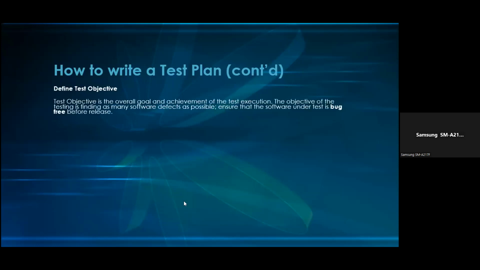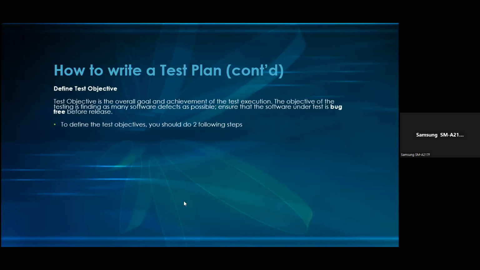How do you define the test objective? It is the overall goal and achievement of the test execution. The objective of the testing is finding as many software defects as possible. Ensure that the software under test is bug-free before release. I know you've heard it severally. That is the essence. Count that bug that you're finding as the money, like the cash. You have to look for bugs. That's the essence of your testing.